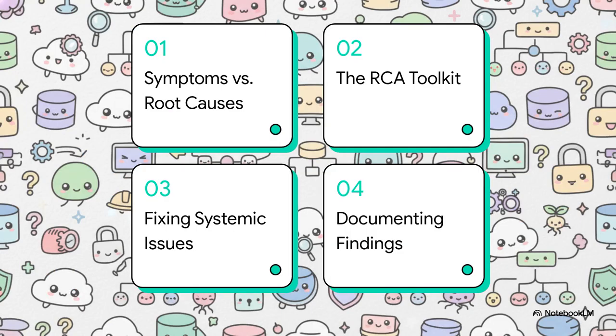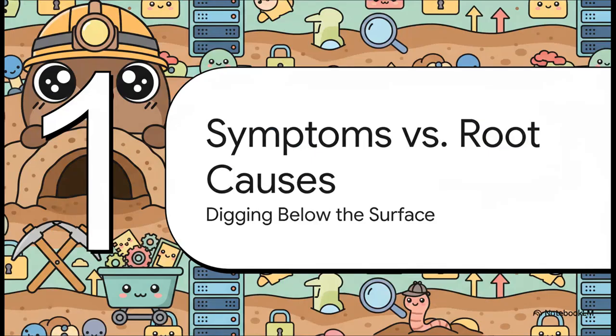So, here is our game plan for today. We'll be looking at 1. Symptoms versus root causes. 2. The RCA Toolkit. 3. Fixing systemic issues. And finally, 4. Documenting your findings. Starting off with Section 1, Symptoms versus Root Causes, and why we absolutely need to dig below the surface.